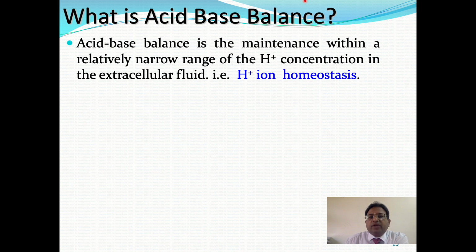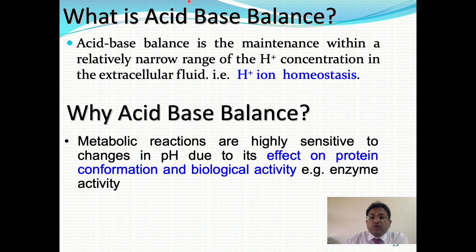Now, let's understand what we mean by acid-base balance. Acid-base balance is the maintenance within a relatively narrow range of the hydrogen ion concentration in the extracellular fluid, which is called hydrogen ion homeostasis. Why do we need to have acid-base balance? Because many metabolic reactions, of course, all metabolic reactions in our body, are highly sensitive to change in the pH, which has effects on protein structure and other biological activities, for example, enzyme activity. So if we don't maintain the pH in the normal range, all these processes will not work efficiently and will cease, and this can be very harmful for the person.